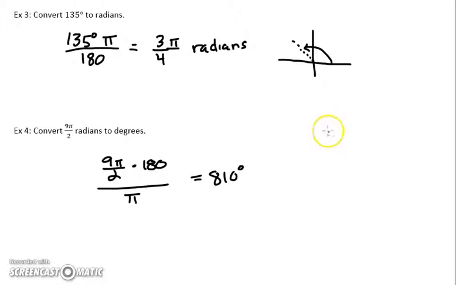That would mean you're going around the circle more than once: 360 degrees, 720 degrees, and so on. To get to 810, you have to keep going around the circle. So we can go around more than once, just keep adding 360 each time.